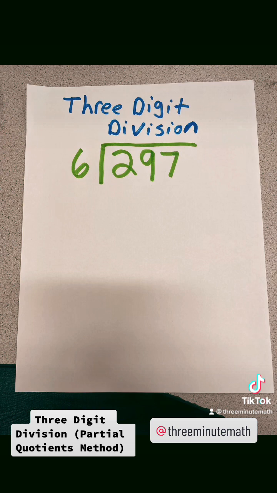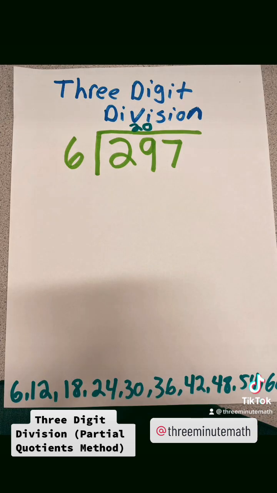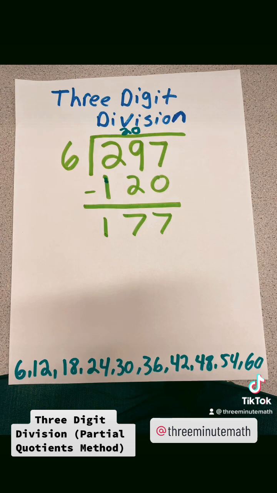Let's try another partial quotients problem. 297 divided by 6. Once again, I'm going to write my multiples of 6 at the bottom to make it easier later on. I can see that 6 times 2 will give me 12, so I know that 6 times 20 will give me 120. I write 120 below 297 and subtract.